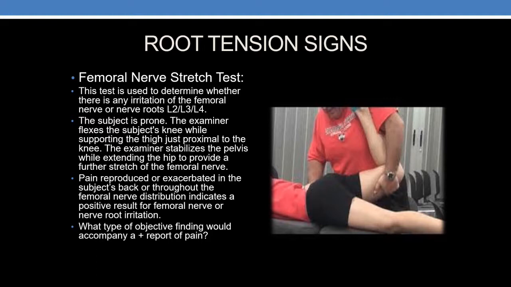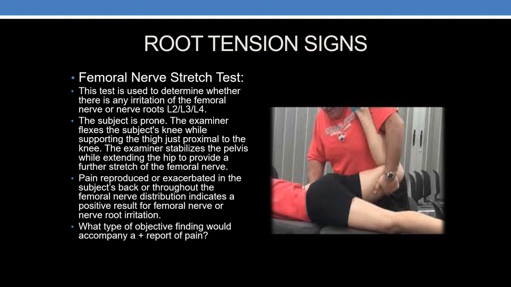So let's think about this a minute. Let's say, for example, the subject did have a hot L4 nerve root due to disc prolapse. And let's say that stretching the femoral nerve with the femoral nerve stretch test produced a report of increased pain both in the back and in the thigh. What type of reflexive objective exam finding would you expect to accompany a positive report of pain?